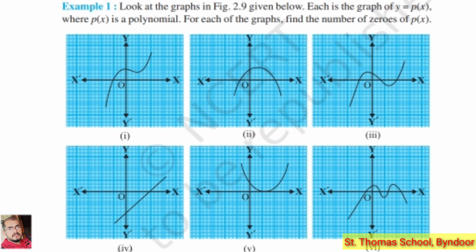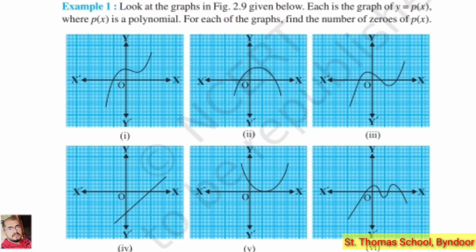So in the second diagram, there is a curve. In that curve, there are 2 points on the x-axis. It is passing through the 2 points. One is on the negative x-axis and another one is on the positive x-axis. So we can consider it as only 2 zeros for the second one.